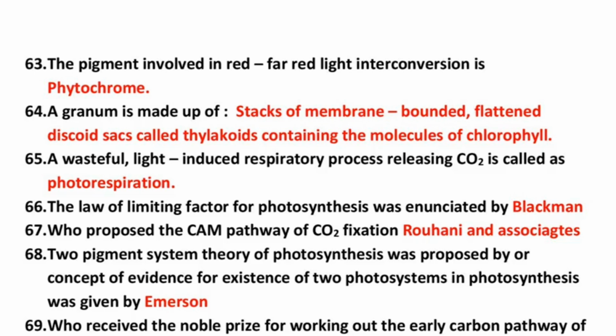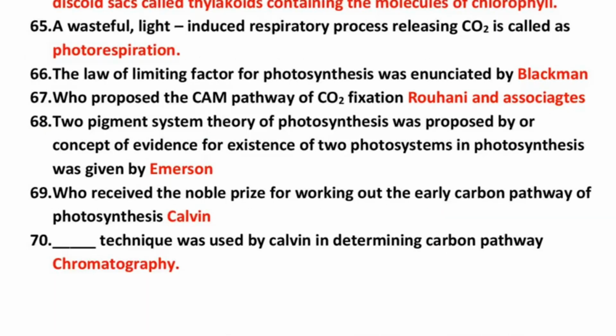Question number 67. Who proposed the CAM pathway of CO2 fixation? Ranson and associates. Question number 68. The two pigment system theory of photosynthesis, or the concept of evidence for existence of two photosystems in photosynthesis, was given by Emerson. Question number 69. Who received the Nobel Prize for working out the early carbon pathway of photosynthesis? Calvin. Question number 70. Dash technique was used by Calvin in determining carbon pathway: chromatography.